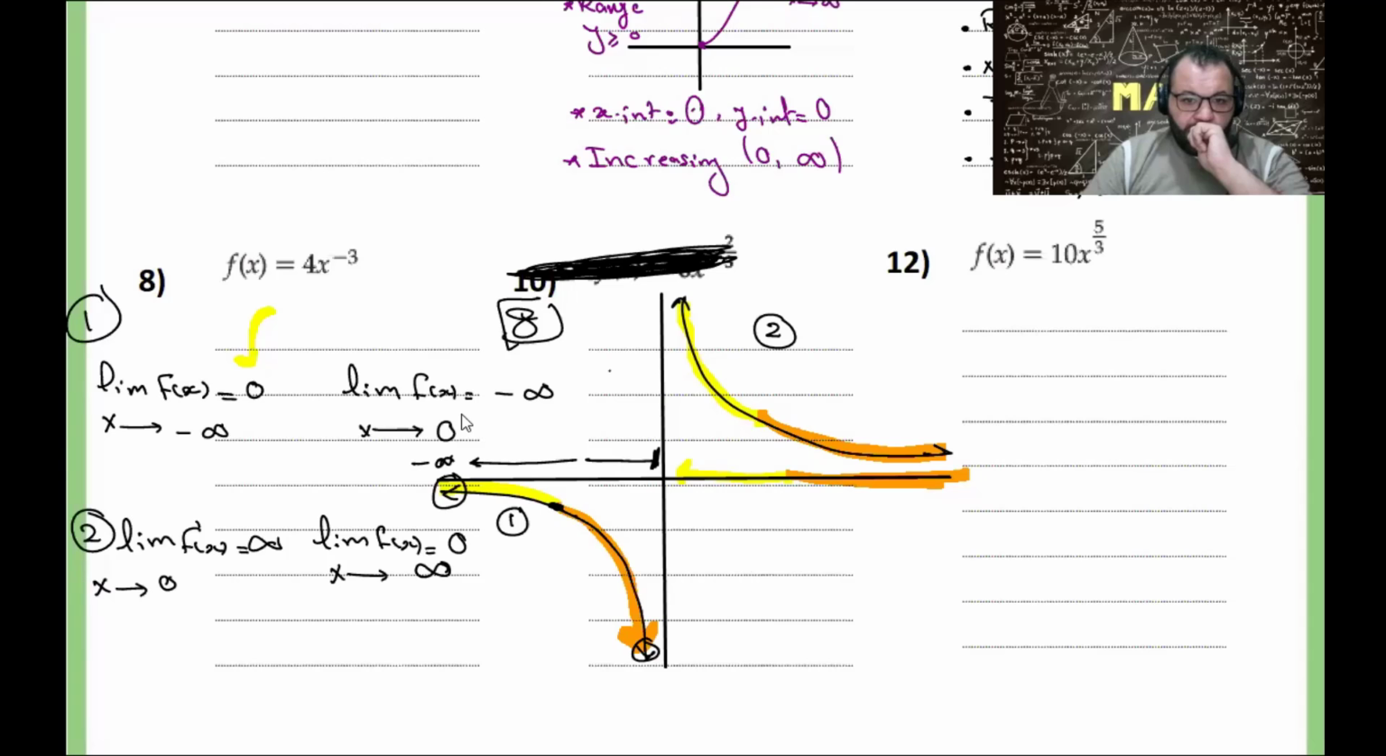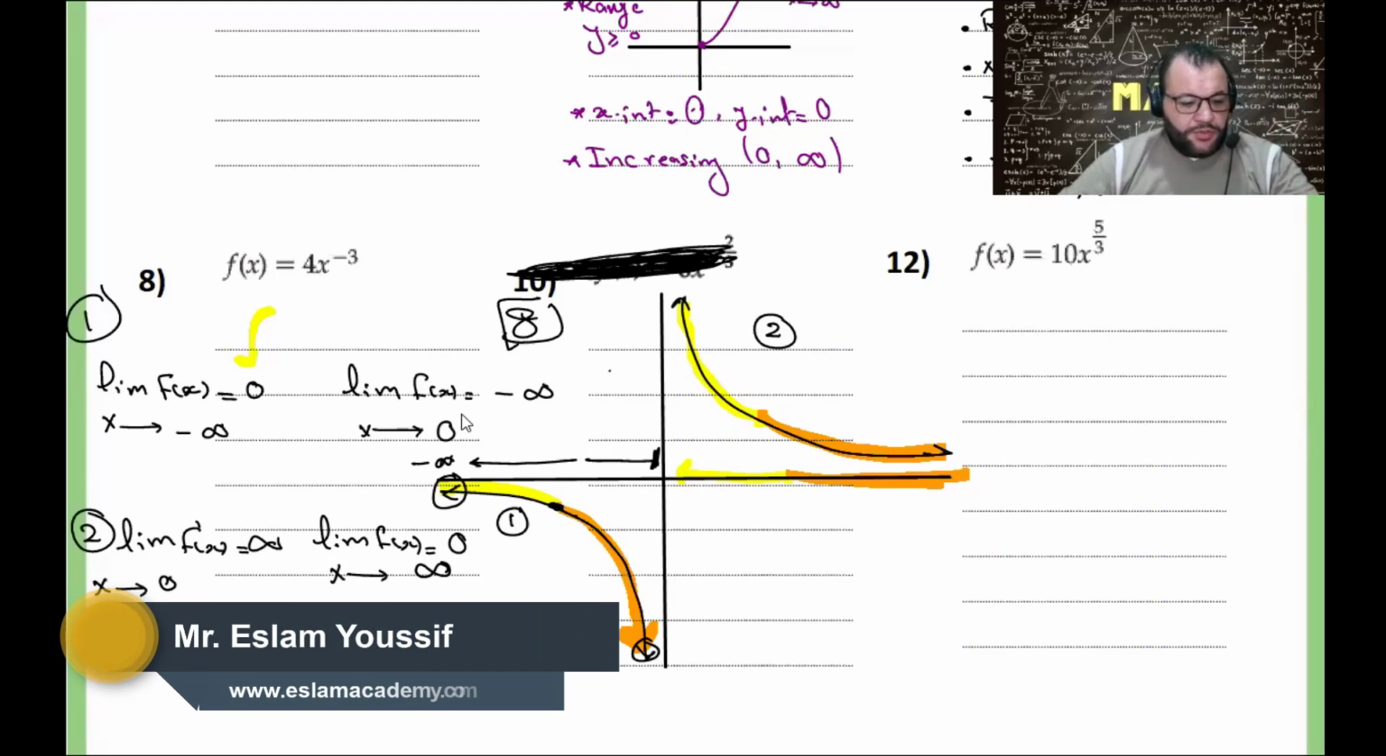Yes, sir, it's clear. Can you check my output? I just finished this point. Well, I will check. Just one minute to finish this one. I will check. Any problem for this one? No. Alhamdulillah.